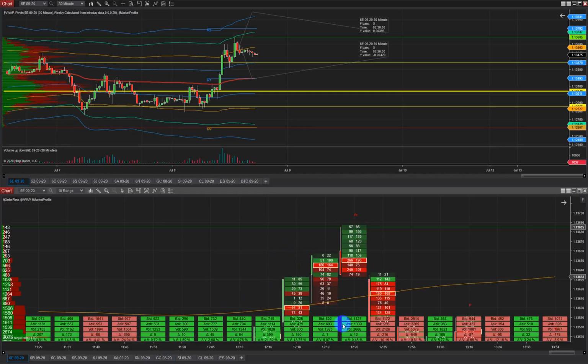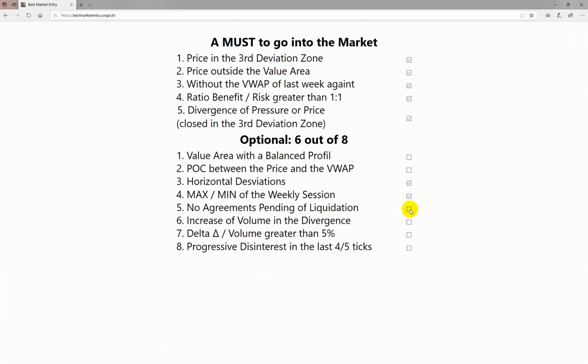Later here it says, do I have an increase of volume in the divergence? Yes, I do. The last candle was 1385 and this one is 2666. That's a go. And later, the delta volume was greater than 5%? No, it wasn't.